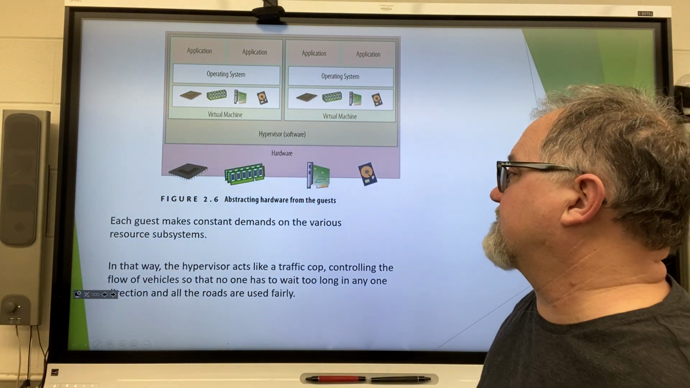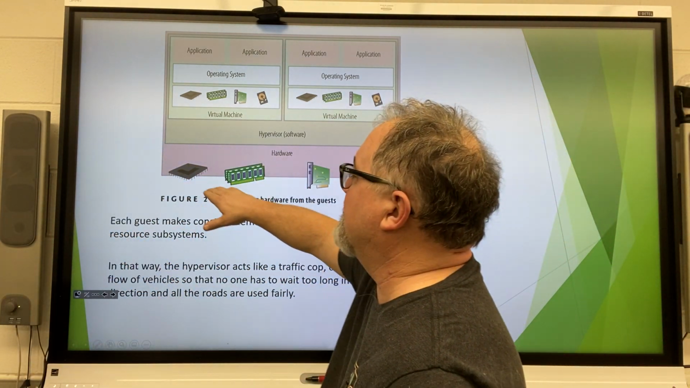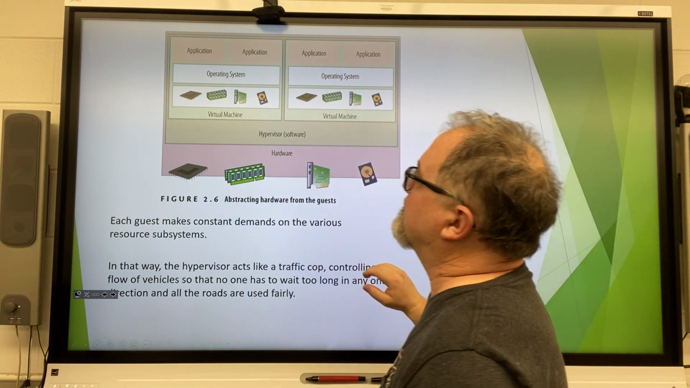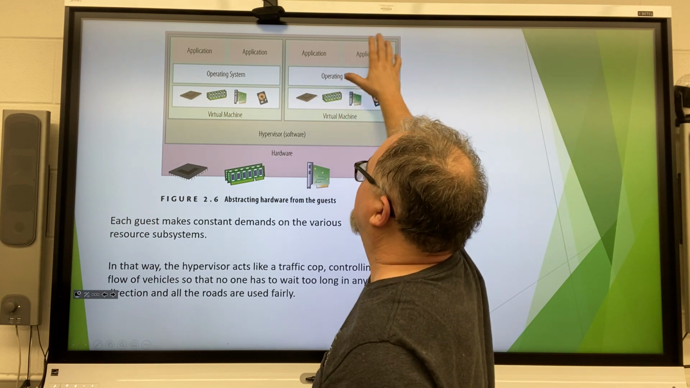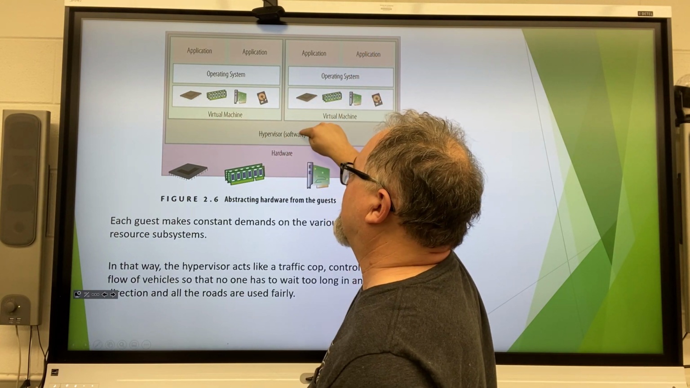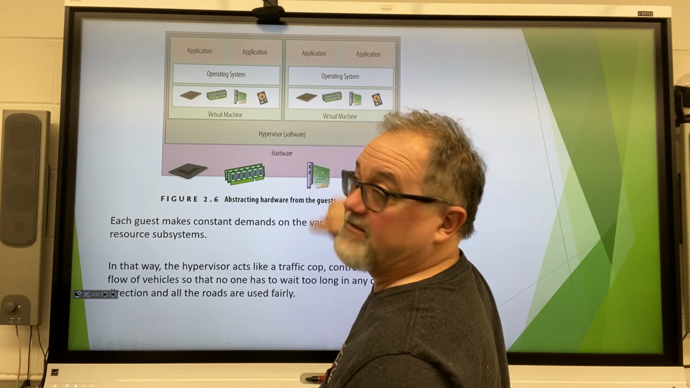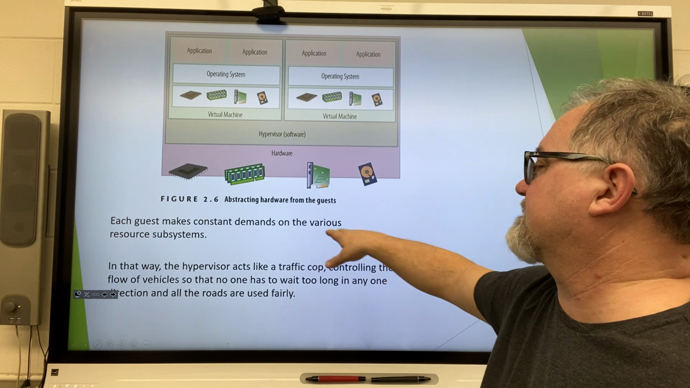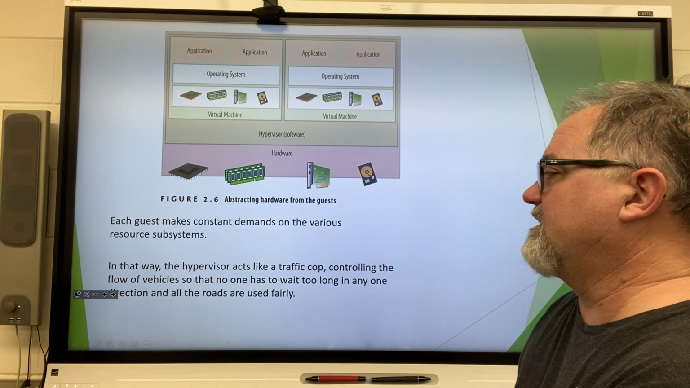So here's another diagram that kind of explains how a hypervisor works. We're breaking down the hardware. Here's a processor, here's some RAM, here's a network interface card, and here's a hard drive. And so we have an application, an operating system, and a virtual machine. We have two virtual machines running on top of a hypervisor. Each guest makes constant demands on the various resource subsystems.